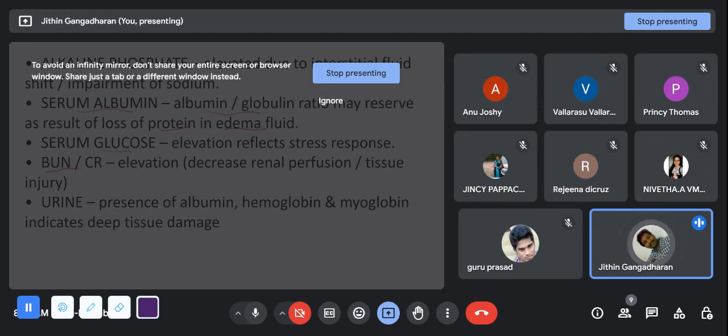And also, the creatinine will be increased. Why is creatinine increased? Because of the tissue injury. The tissues are made up of protein. Once the protein is excreted through the kidneys, or when there is damage to the protein on a larger scale in the body, you can see an increased creatinine level in the body. Okay, and in the urine, if a larger level of proteins is destroyed in the body, you can see albumin in the urine, right? Hemoglobin, myoglobin, all these things can be seen in the urine, which indicates deep tissue damage. Clear?